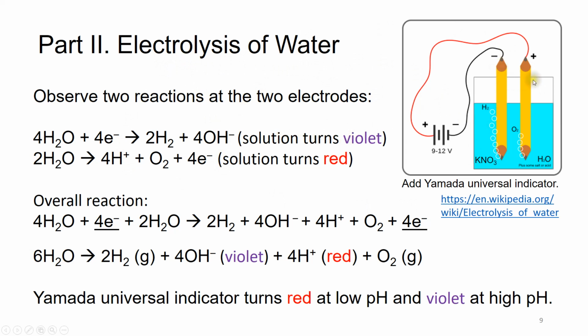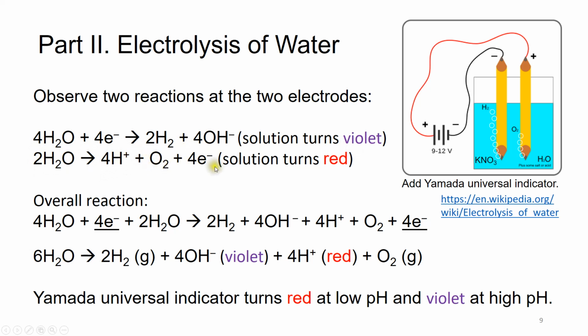We're going to observe two different reactions at two different electrodes. There are two electrodes. At one electrode, hydrogen is produced. At the other electrode, oxygen is produced. And now let's look at these two reactions. With the help of a 9-volt battery, we can observe these two reactions. In the first reaction, water gains electrons to produce hydrogen gas and hydroxide. And this is basic. It's going to turn a pH indicator violet. And also water can lose electrons and form hydronium and oxygen gas.